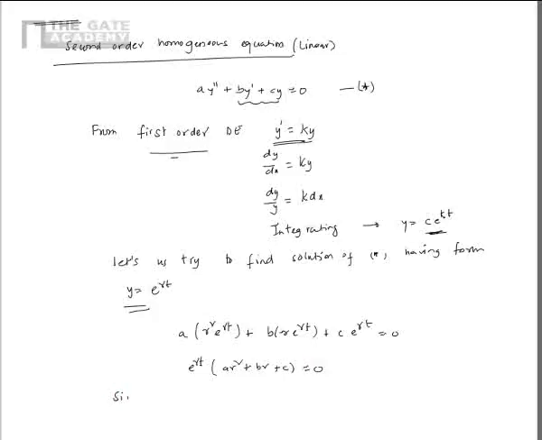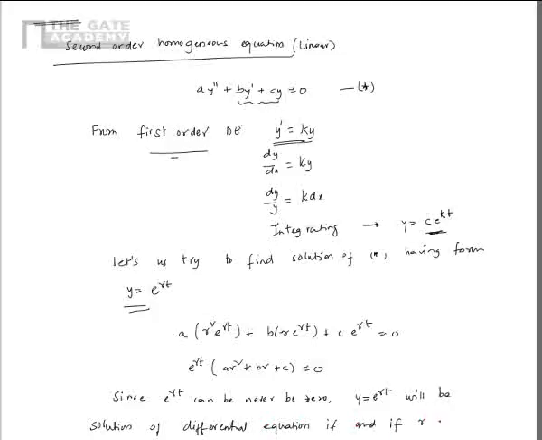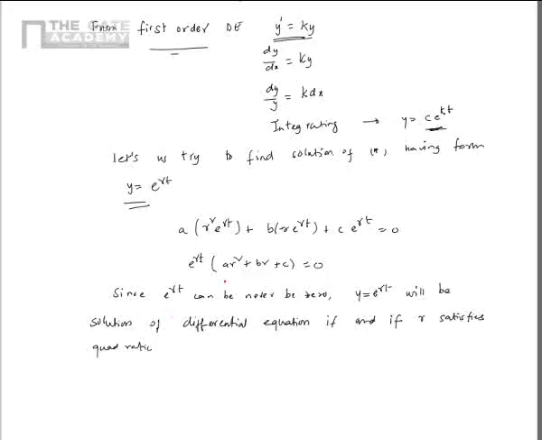Now from this I can say that since e^(rt) can never be 0, y equals e^(rt) will be a solution of the differential equation if and only if r satisfies the quadratic auxiliary equation. So this is called your quadratic auxiliary equation.